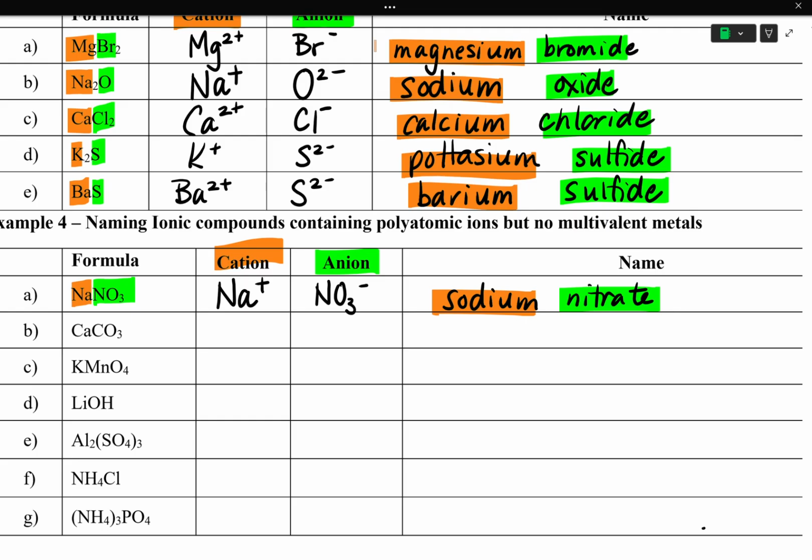Okay, next one. Calcium is the cation. Ca, find it on the periodic table, 2+. Carbonate has two nonmetals, so that's how you kind of know you're dealing with a polyatomic. CO3. CO3, if you look it up, is 2 negative. So calcium carbonate.